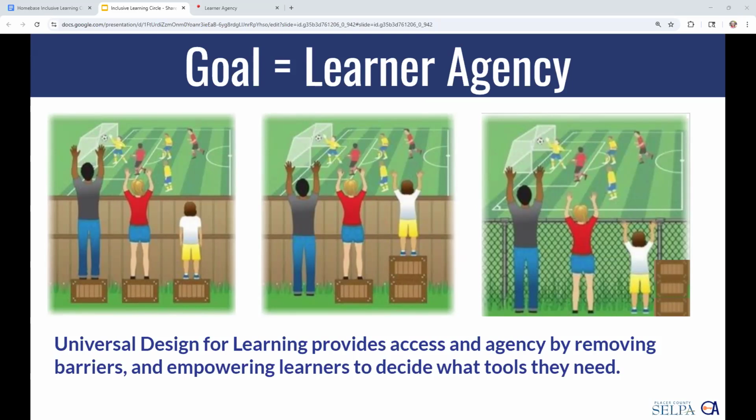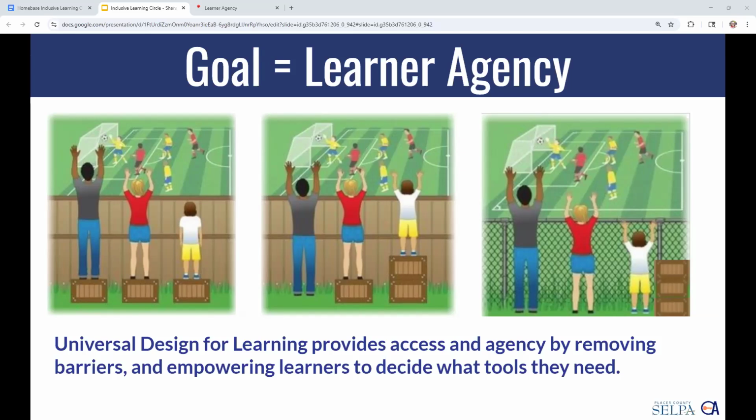So I know we've all seen these images before, right? But I want to take a look at them with the framework of thinking about universal design for learning and really thinking about learner agency as our goal here. So in this first picture, we see everyone has the same, regardless of their need. I think for the most part, I hope we've moved away from this as a rigid all the time thing.